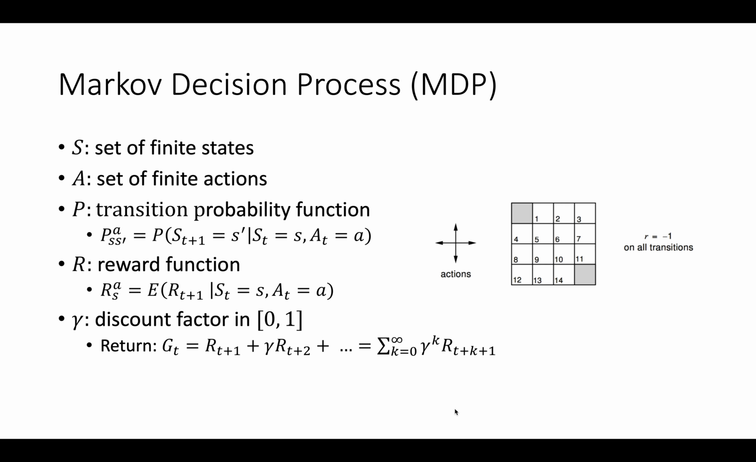Now we're going to consider the example on the right hand side, and we're going to go over each of these 5 elements. First, a set of finite states. In the example on the right, we can see there are 14 states and a terminal state. You might ask, there are 2 grayed out boxes, so aren't there 2 terminal states? Well, usually we just consider 1 terminal state, and that's easier to reason about. So those 2 states are actually the same state.